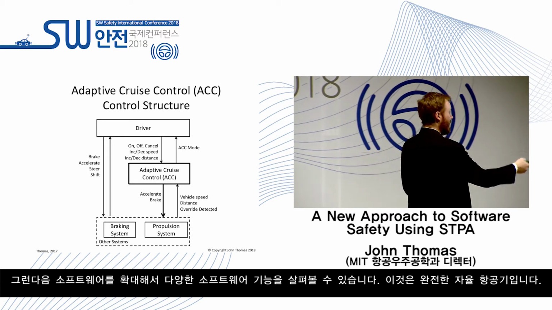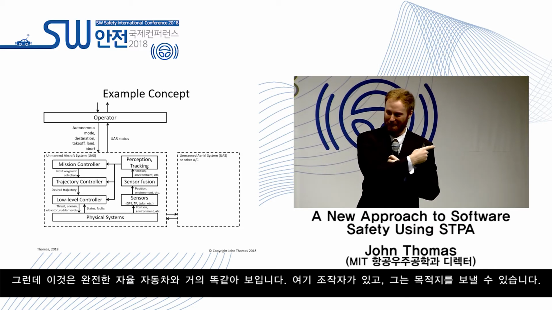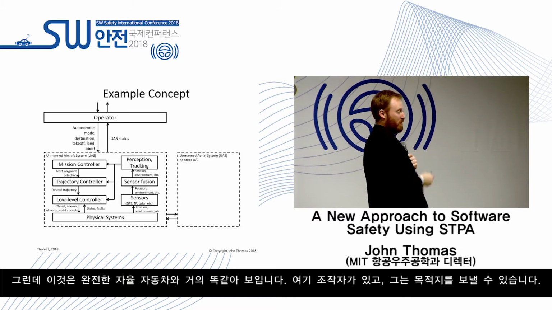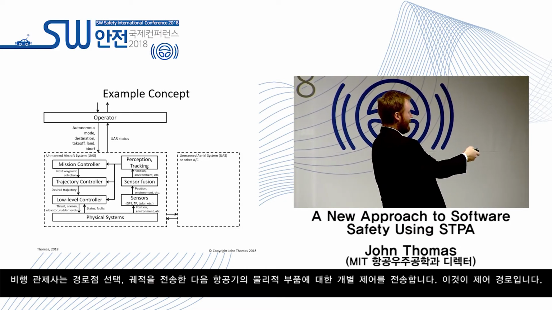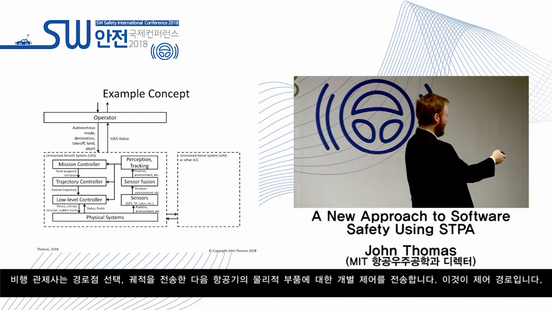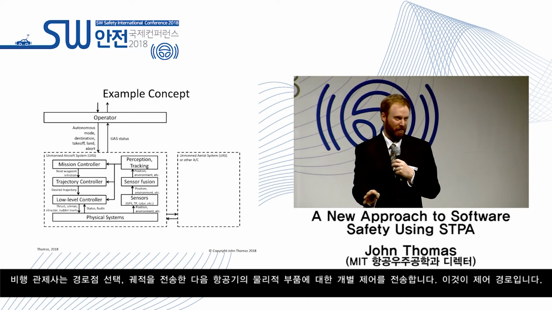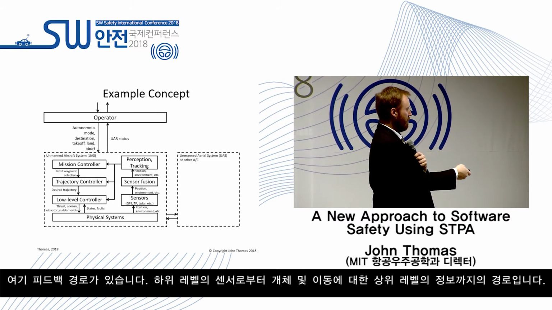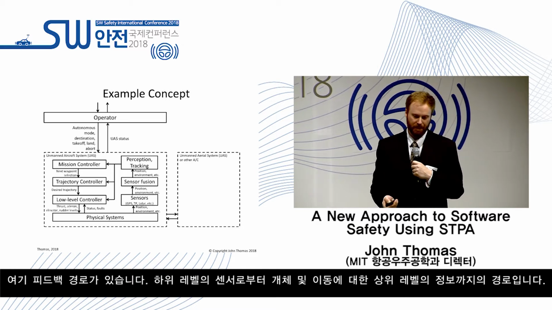Here is a fully autonomous aircraft. It looks almost the same as a fully autonomous car, by the way. Here's an operator who may send a destination. A mission controller sends a waypoint selection, trajectory, and then individual controls of the physical parts of the aircraft. This is the control path. Here we have the feedback path from low-level sensors to high-level information about objects and movement.